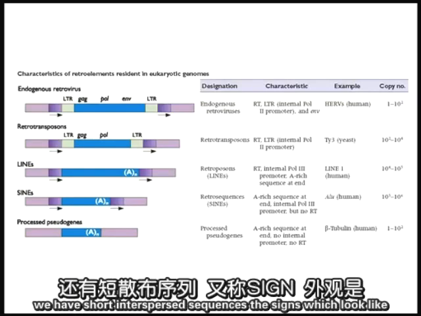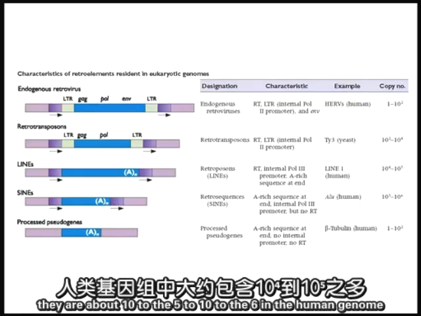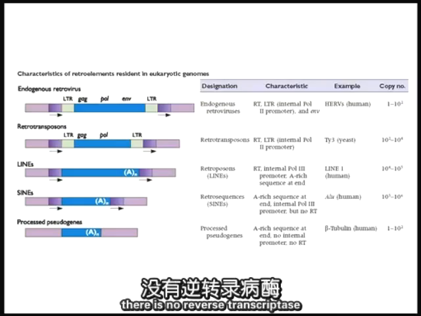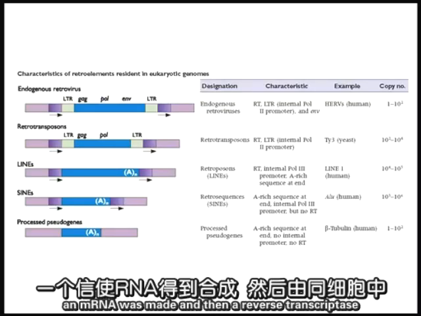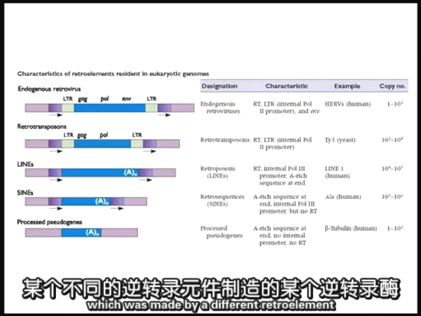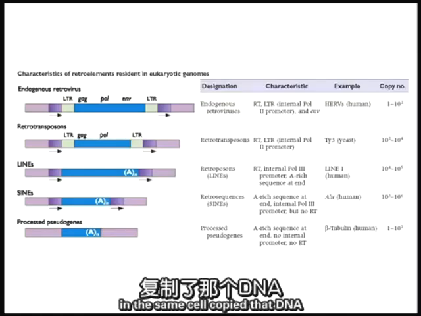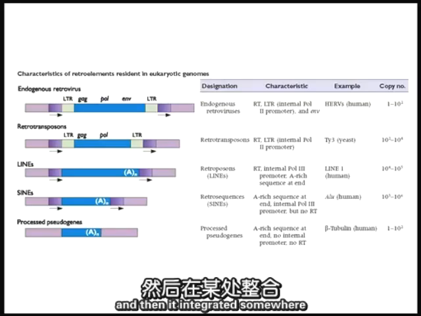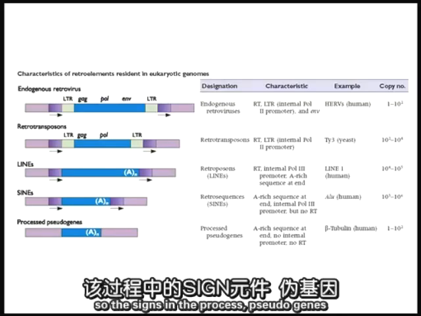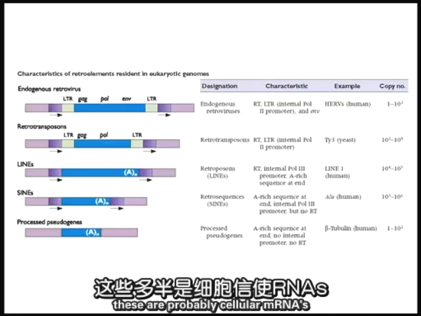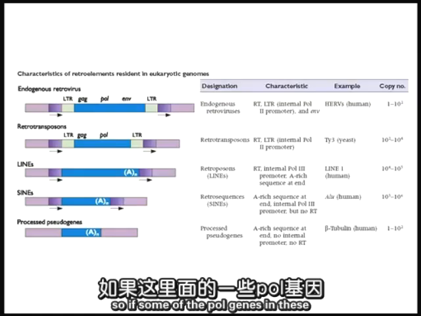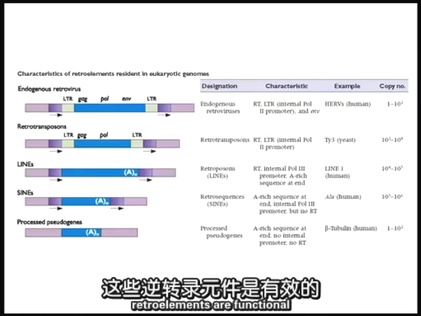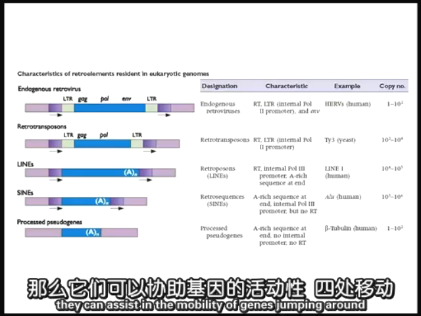We have short interspersed sequences, the SINEs, which look like they're about 10 to the 5 to 10 to the 6 in the human genome. There's no reverse transcriptase, and what we think happened here is that an mRNA was made, and then a reverse transcriptase, which was made by a different retroelement in the same cell, copied that to a DNA, and then it integrated somewhere. So the SINEs and the processed pseudogenes are probably cellular mRNAs that were copied by reverse transcriptase. So if some of the POL genes in these retroelements are functional, they can assist in the mobility of genes jumping around.